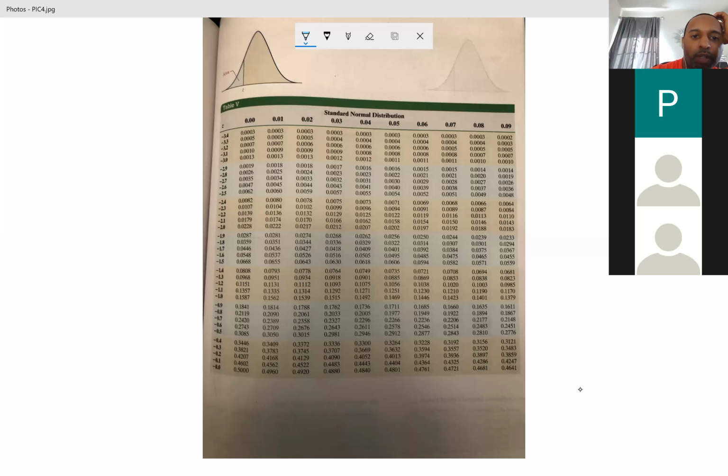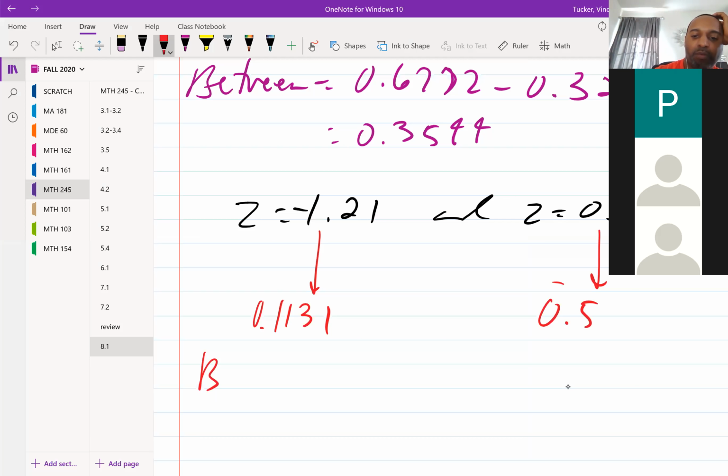So let me put that in the notes. It's 0.5, and negative 1.21 is the next one. So we're looking at negative 1.21, so negative 1.2, and then 1 is right here. I got 0.1131. Yep. You got it, man. 0.1131.